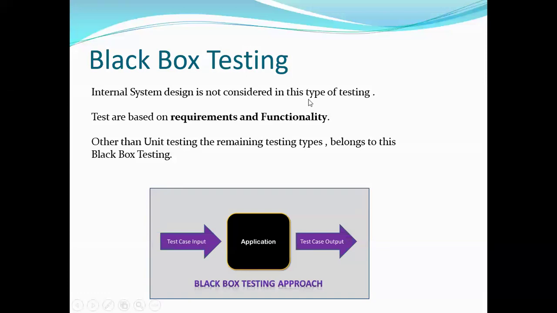So that's the reason we always depend on the requirements and functionality. You are giving some input and getting some output, right? Now if you have a doubt whether it is correct or not, what do you need to do? You need to refer to the requirements. In the requirements it is clearly mentioned that if you give this input, the output should be this. If you are not getting the proper output, then it becomes a defect. Is it clear, guys?